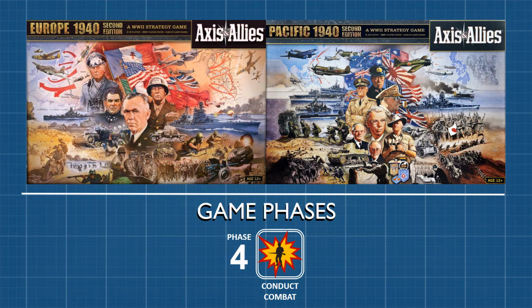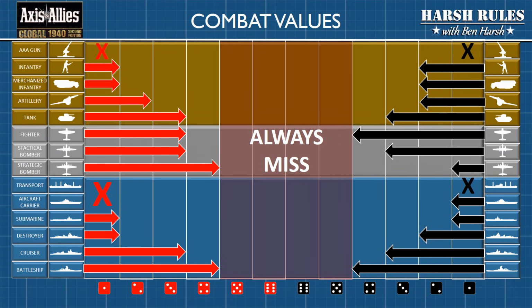It's Phase 4. It's now time to conduct combat. In combat, each unit has skills as either an attacker or defender. When a 6-sided die is rolled, a hit is scored if that unit rolls their attack or defense rating or less. Some units perform better as defenders rather than attackers, and vice versa. Some units have no attack or defense rating, like transports, or only can defend, like the AAA gun.